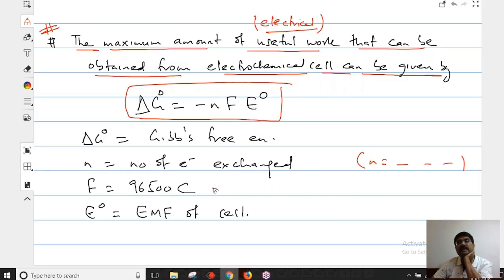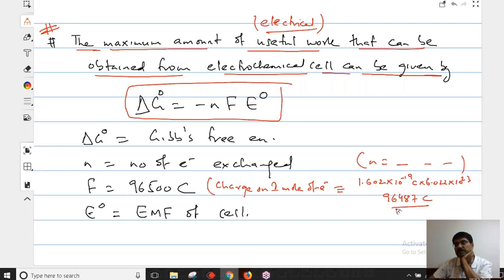And F is 96500 coulomb. This is, so you know, one electron has 1.602 into 10 to the power minus 19 coulombs. And one mole has 6.022 into 10 to the power 23 electron. So this goes to 96487 coulombs. And that is rounded off to 96500 coulomb.